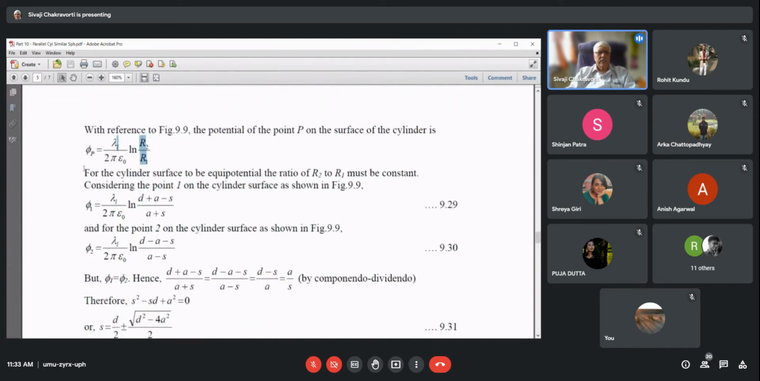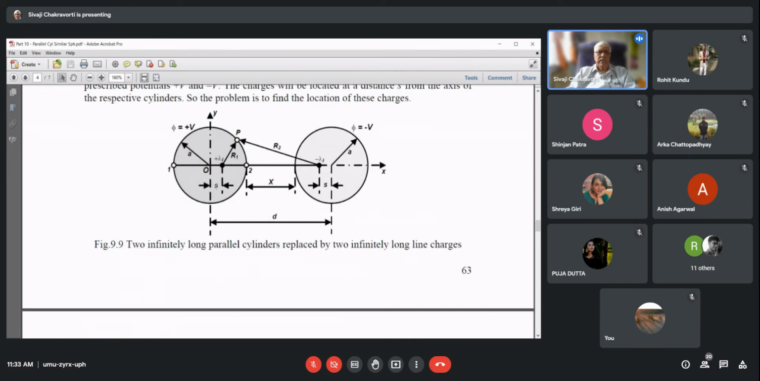Now, for the cylinder surface to be equipotential, because it's a conductor, as per this equation, if this has to be an equipotential, then you can clearly see that this ratio R2 by R1 has to be constant. Otherwise, phi p will not be equipotential. So what we are saying is that we are again approaching in the same way.